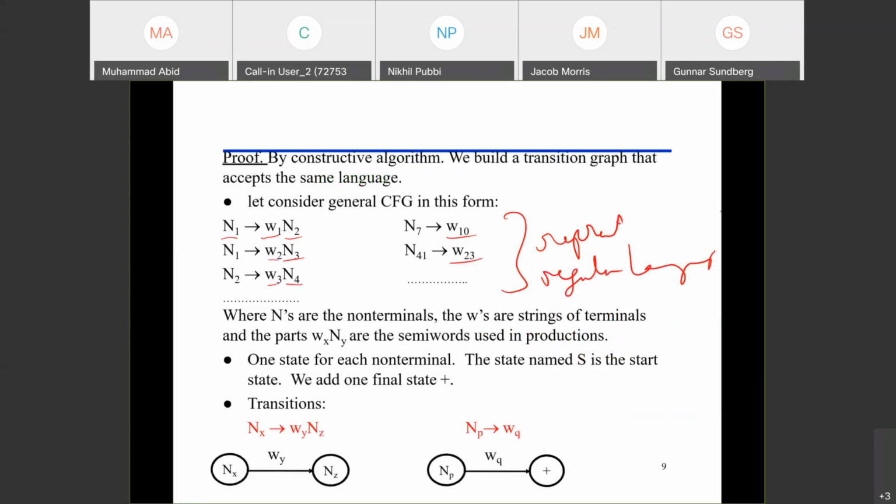Okay. So now where n are the non-terminals, w's are the strings of the terminals, and the parts are the semi-words. So one state for each non-terminal, with S as the start state. We can add a final state when there is a non-terminal which can represent lambda, so that non-terminal's state will be the final state. Okay. So this is what we are saying here.